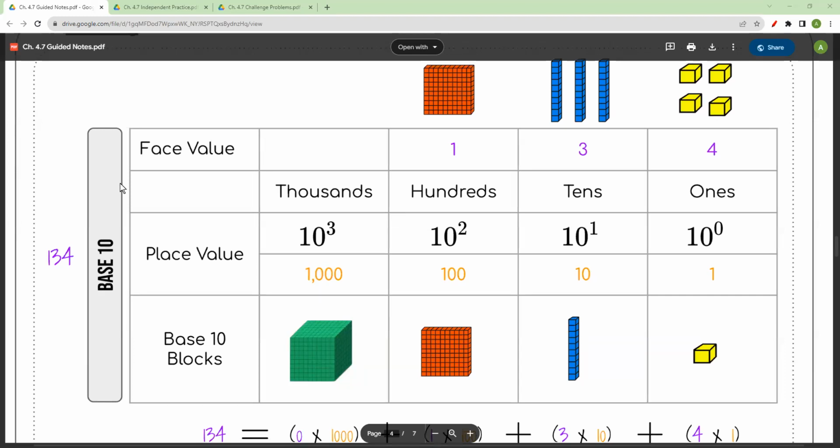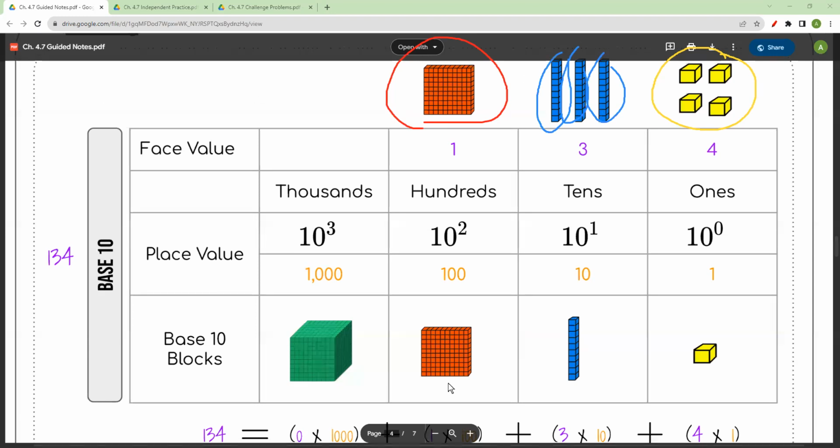What would you do? You would grab one red block, right? You would take out one block because you have 100. Then the next number in the tens column is 3. You have 3 tens, so you would take out 3 10 sticks. And then in the last column, the ones, you have 4 ones. So you would take out 4 unit cubes, right? Now you have built 134.